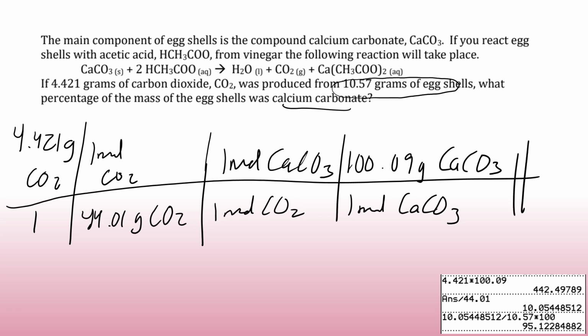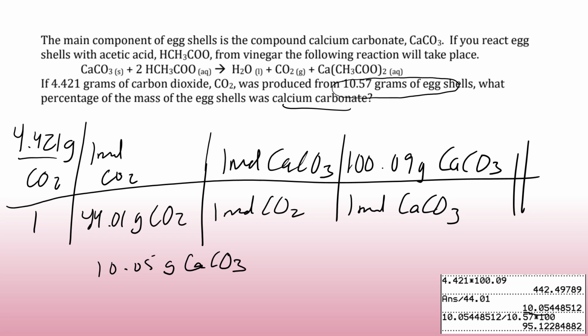Multiply the numerator, multiply the denominator, divide the two. You end up with 10.0544. So we have 4 sig figs, so we should have 10.05 grams of CaCO3. We're not done yet because it's asking for what is the mass percentage.